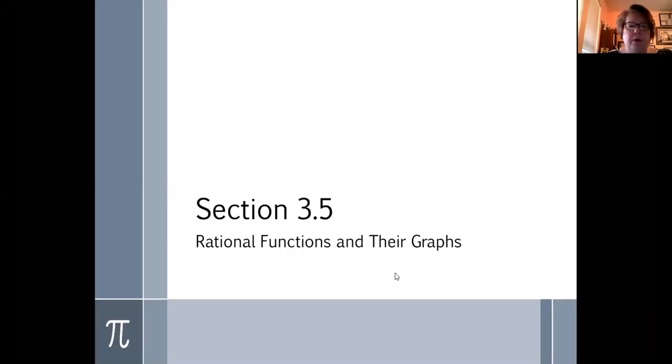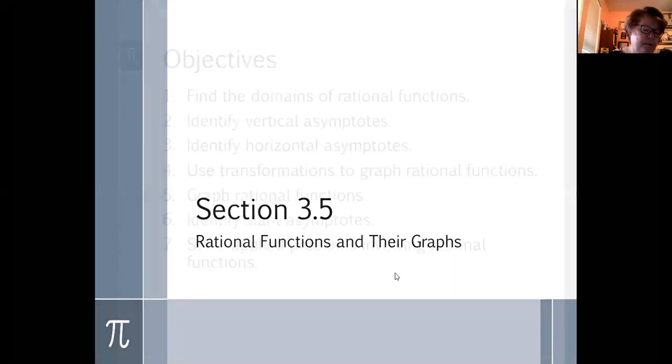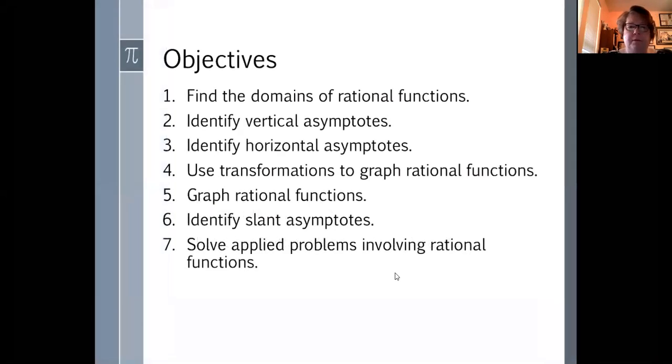In this section, we're going to be discussing rational functions and their graphs. We're first going to find the domains of rational functions. Then we're going to identify something called vertical asymptotes. We'll define them, and then we'll identify those. How do we find those? We'll identify horizontal asymptotes. We'll define them, and then we'll determine how we find those.